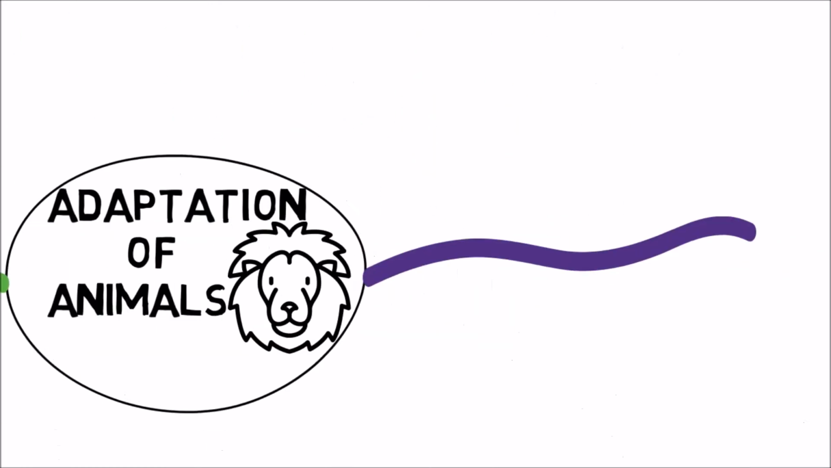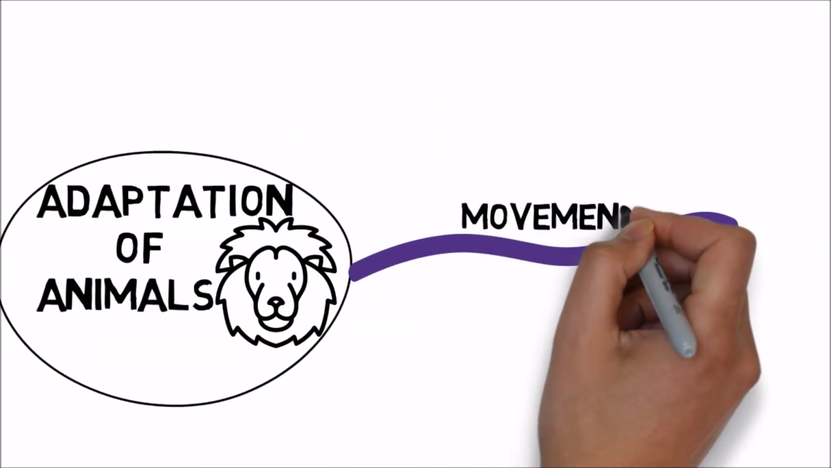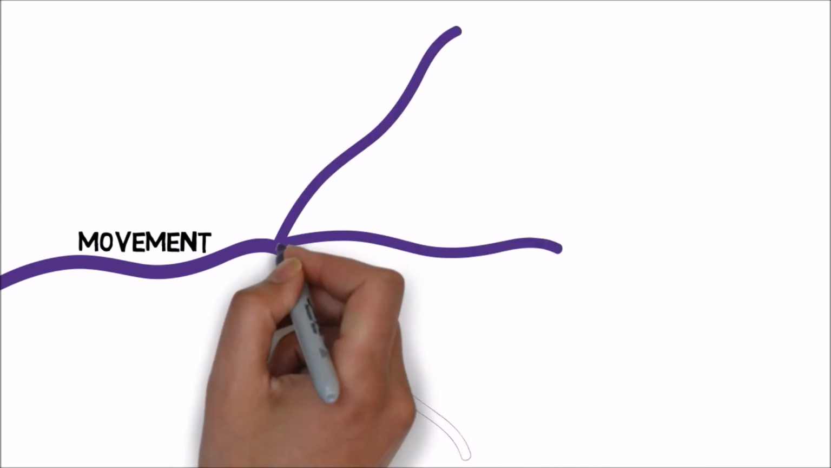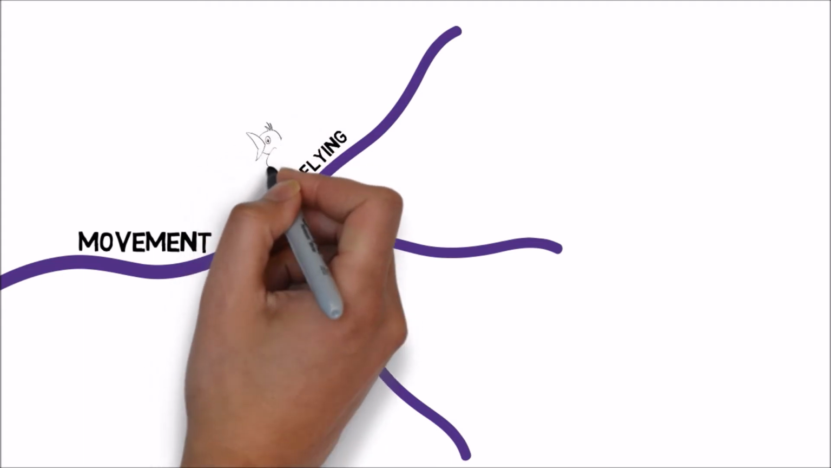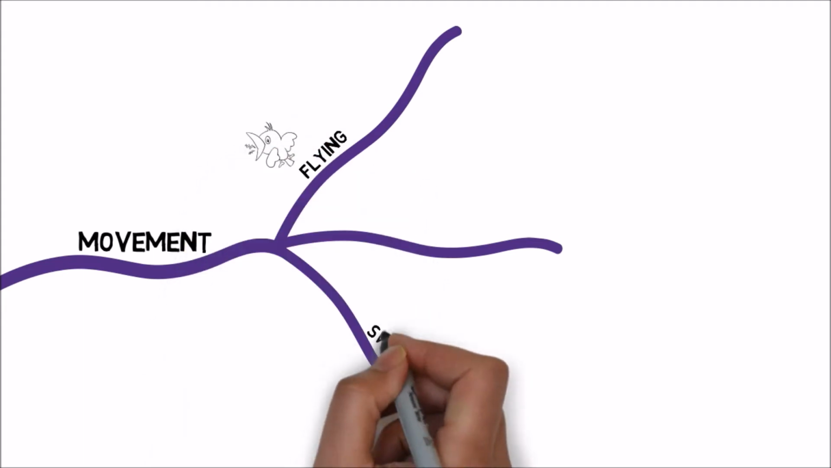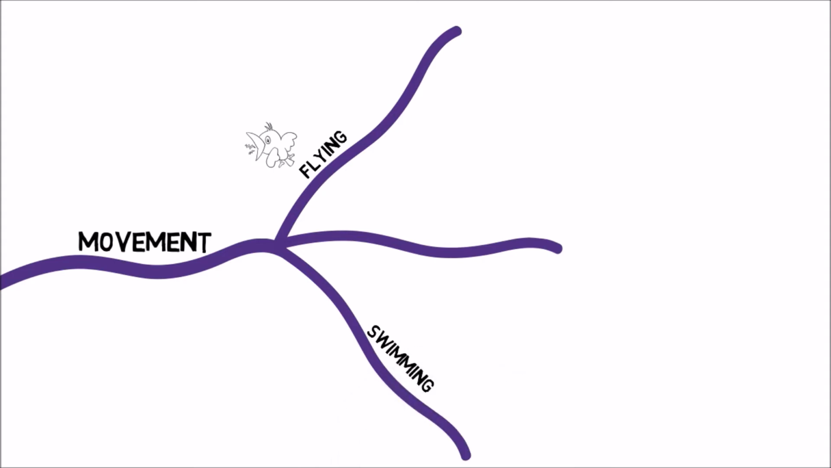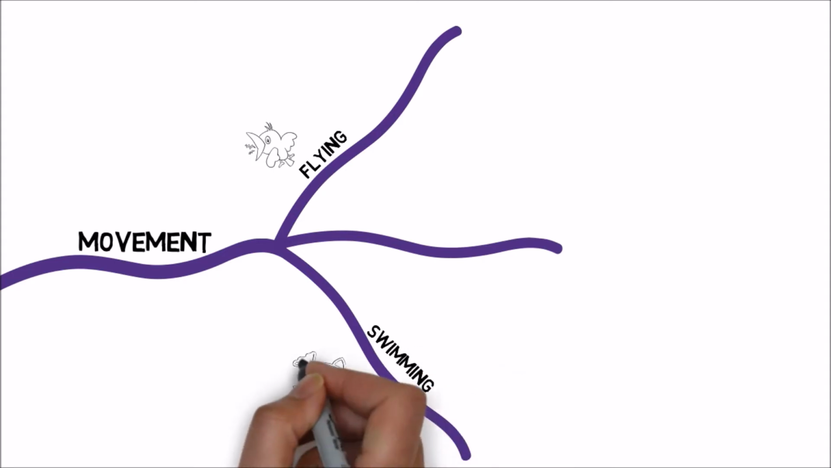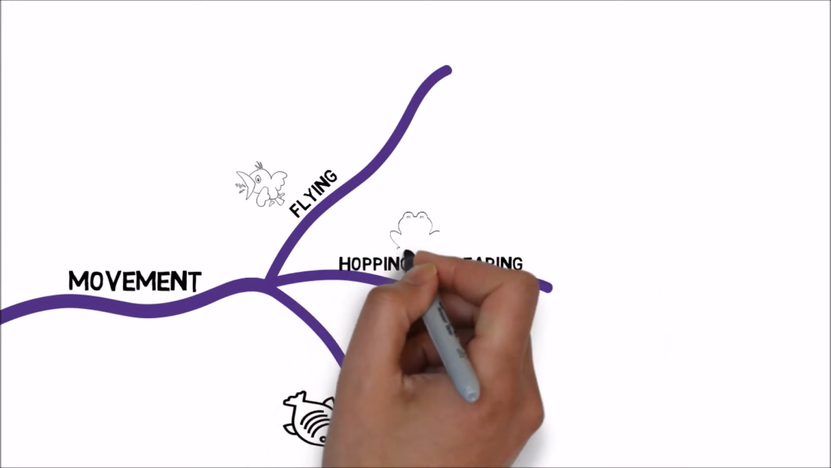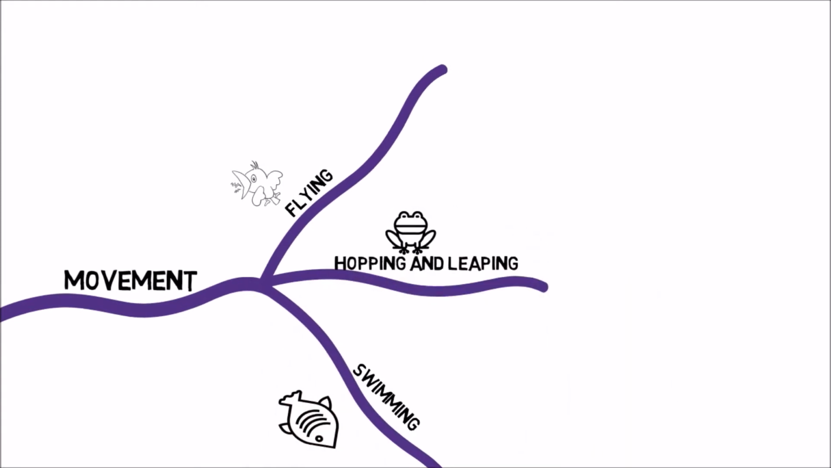And movement again is very easy. We're going to divide movement into 3 different categories. So we have 1, there are animals that are adapted to flying. And I'm going to draw a bird there. It's very easy so that you can remember. Then there are animals adapted to swimming, for example, a fish. So very quickly, a fish. And there are animals adapted to hopping and leaping. And here I'm going to draw a frog very quickly and a grasshopper.